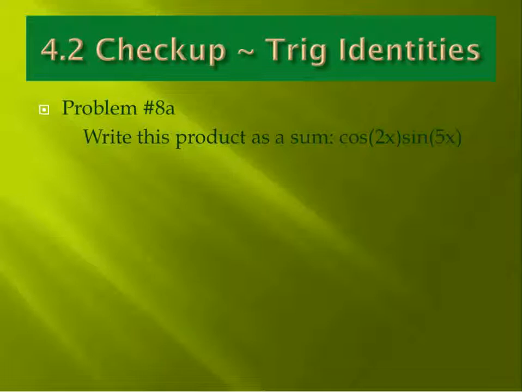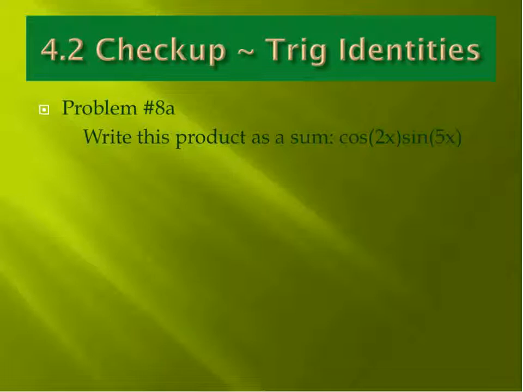Okay, let's try this one. This is 8A from your checkup. This time we're going to write this product as a sum. So what this means is this time I'm going to take a peek at my identities. Oh no, I'm just looking at my sum and product formulas.